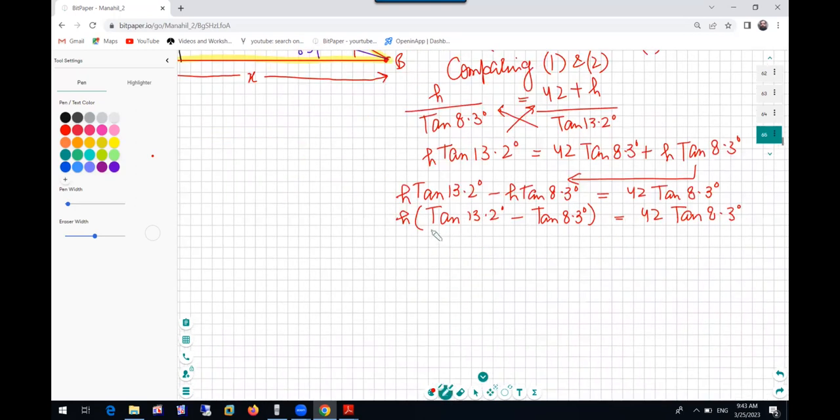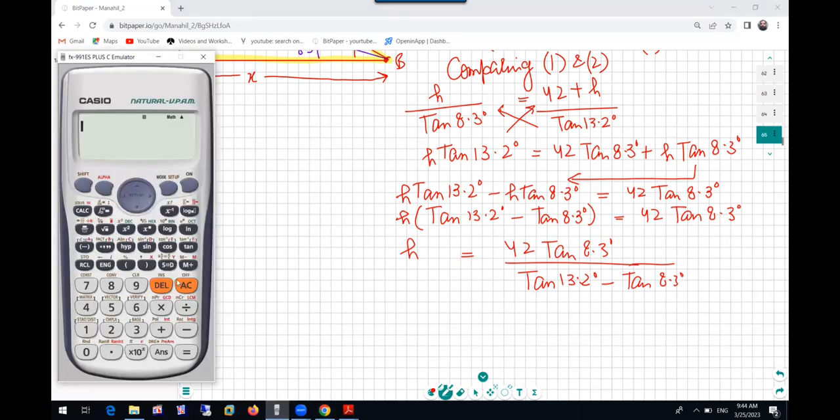We can separate h now by just shifting this whole thing to the other side. Obviously, it multiplies by h here, so it will divide the whole expression of the right hand side. So h will be equal to 42 tan 8.3 divided by tan 13.2 minus tan 8.3. Got it? So this is actually h, and we can calculate this whole expression by using calculator.